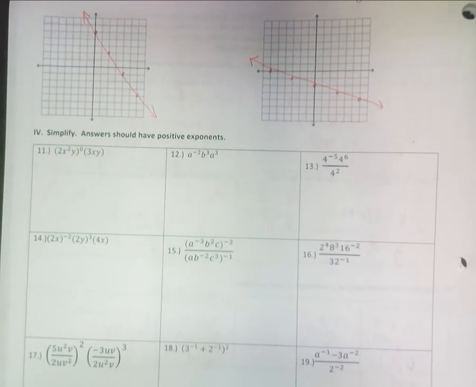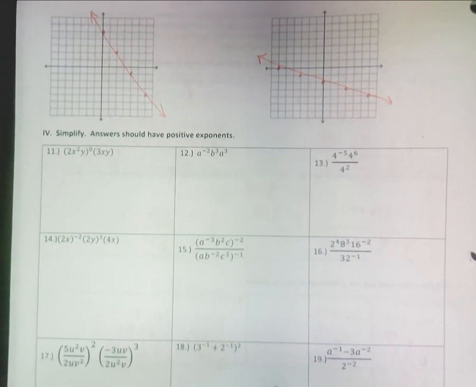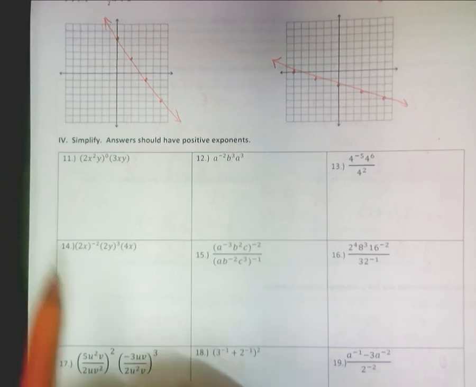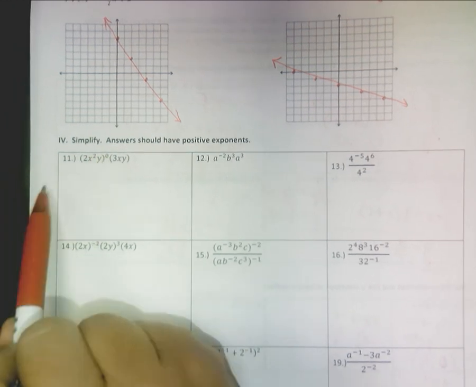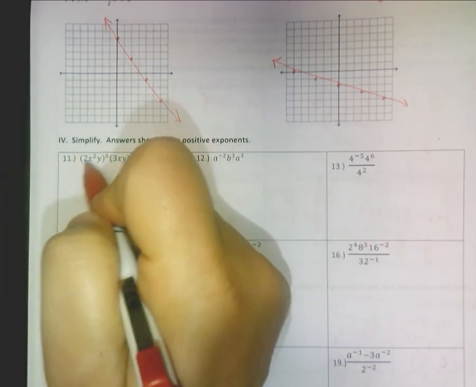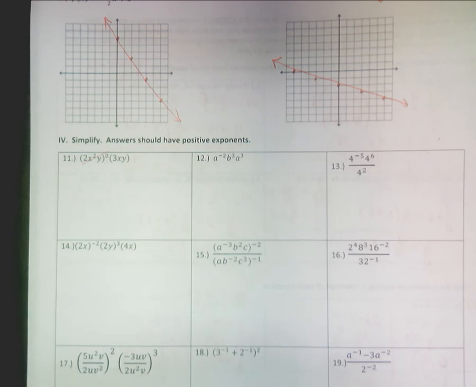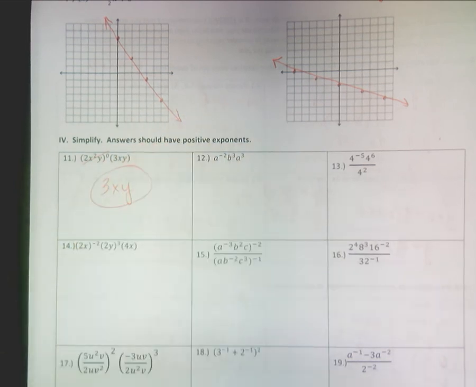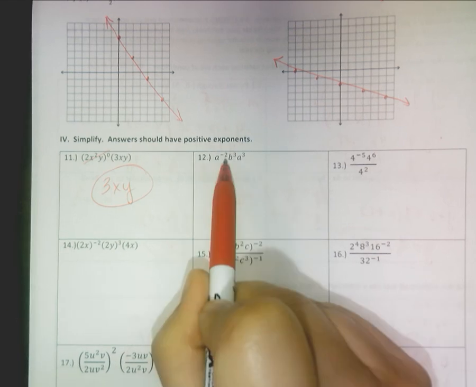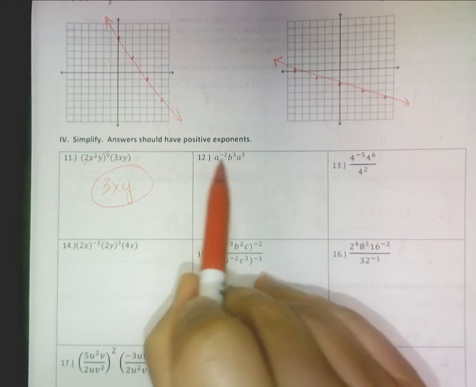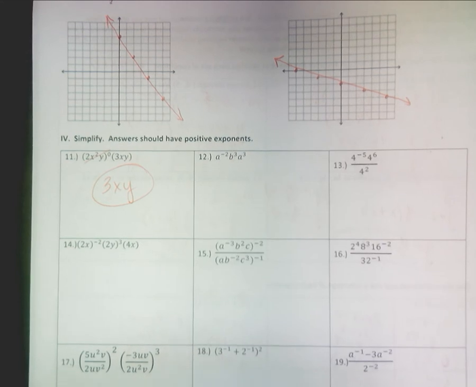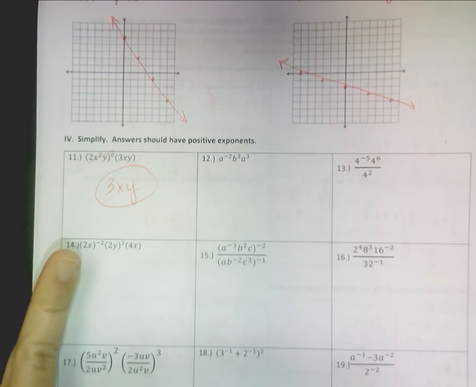Okay, now simplifying. Answers must have positive exponents. Hopefully you remember your exponent rules, okay? Anything to a 0 power is 1. So this whole thing will go to 1, so we don't even really need to worry about it. 1 times anything is itself, 3xy. Negative exponents, if they are in a numerator, which this one is right now because there's no fraction on the bottom, need to move to a denominator to become positive.